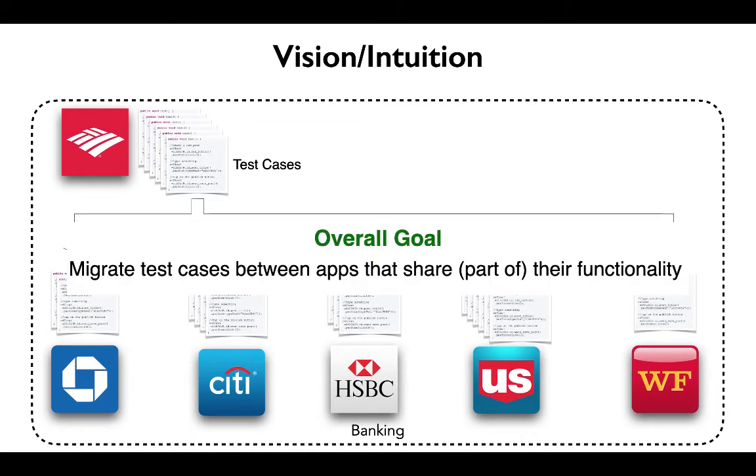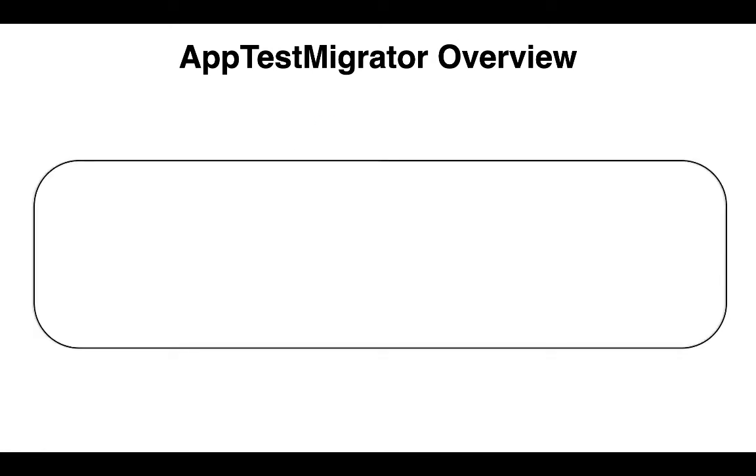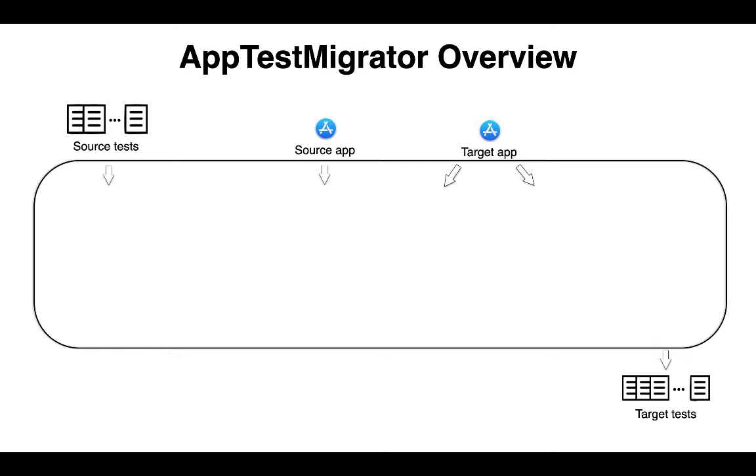So the overall goal of AppTestMigrator is to migrate test cases between apps that share at least part of their functionality. At high level, AppTestMigrator takes as input a source app, a set of source tests, and a target app, and as output, it generates a set of target tests.